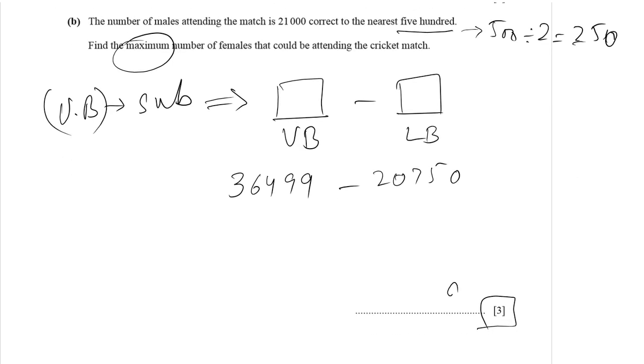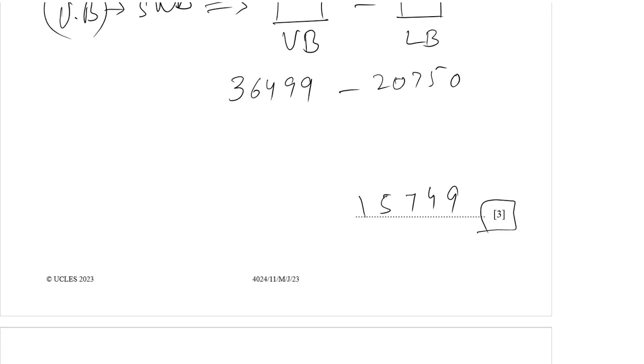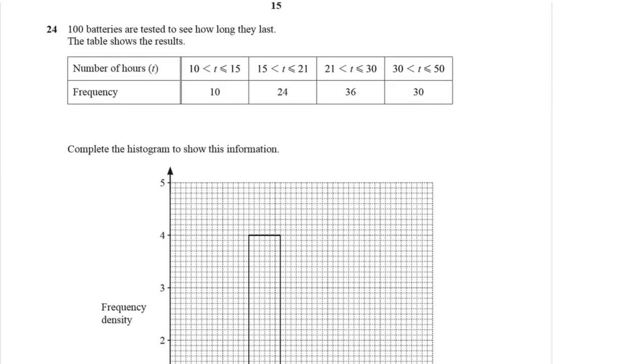Your answer would be 15,749 would be the maximum number of females that could be there.